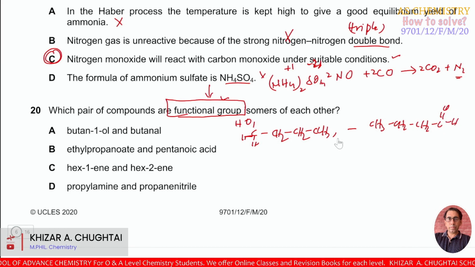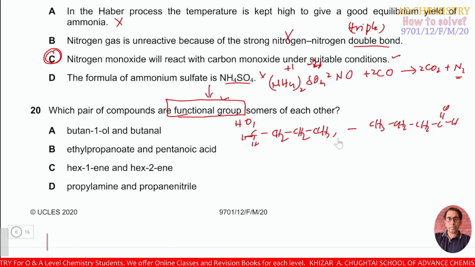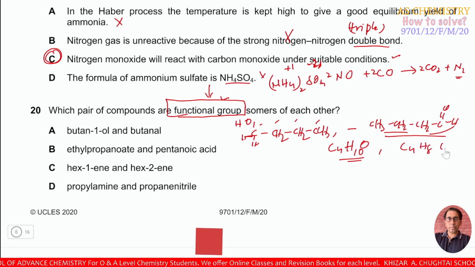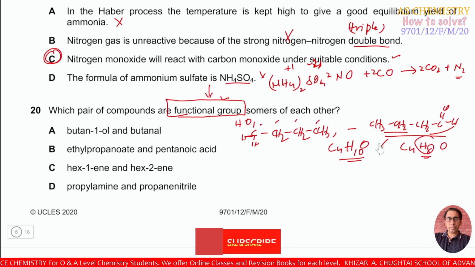So they both do not have the same molecular formula. Here, 1, 2, 3, 4 carbon atoms are there. C4, and how many hydrogens are there? 10 hydrogens and 1 oxygen, right? And in this case, you can see that 4 carbons are there, 5 plus 3, 8 hydrogens and 1 oxygen. So the formula is not similar. I mean, this is an incorrect option.